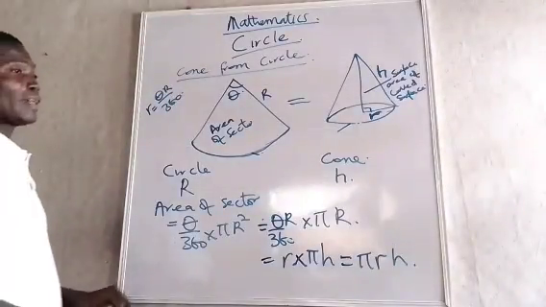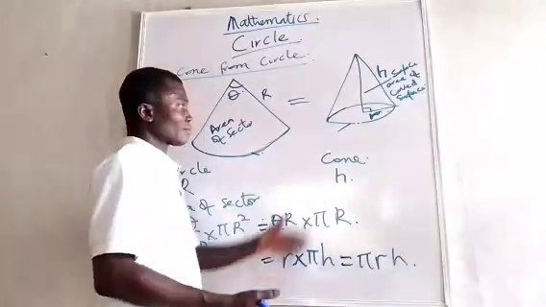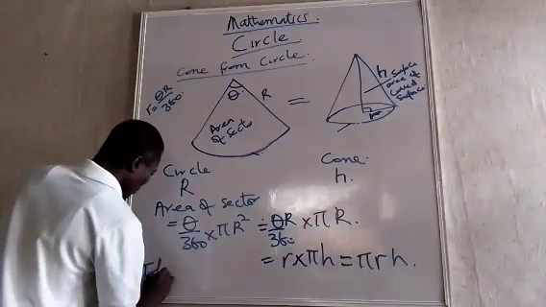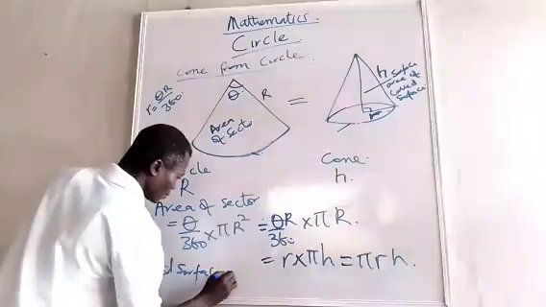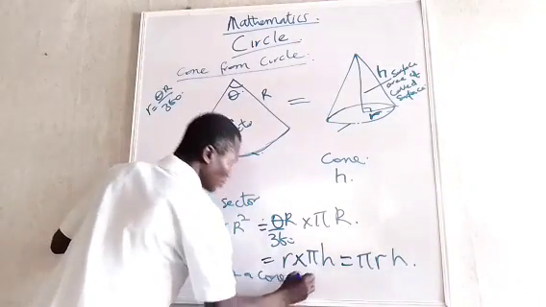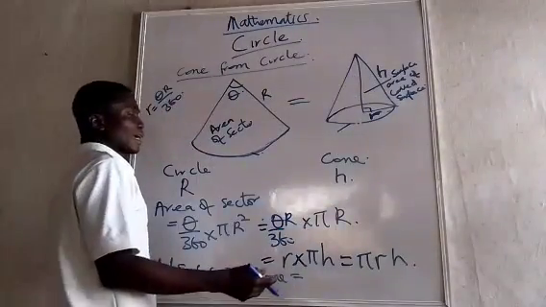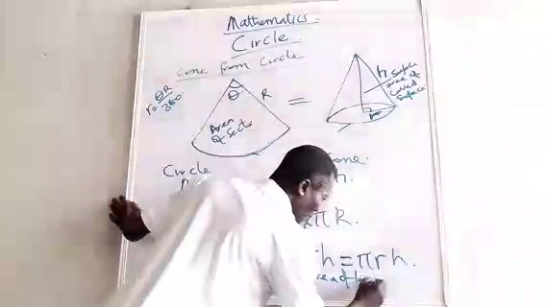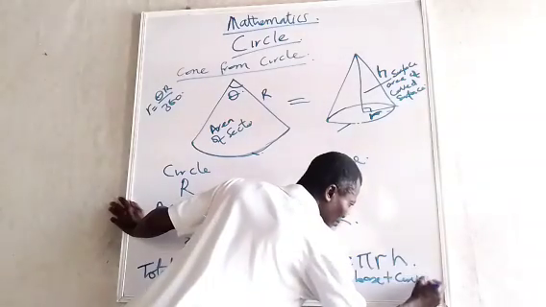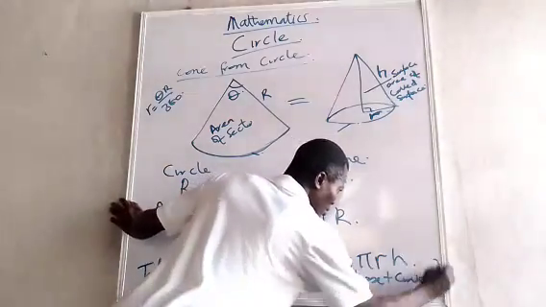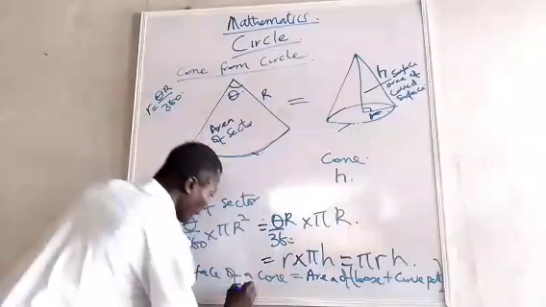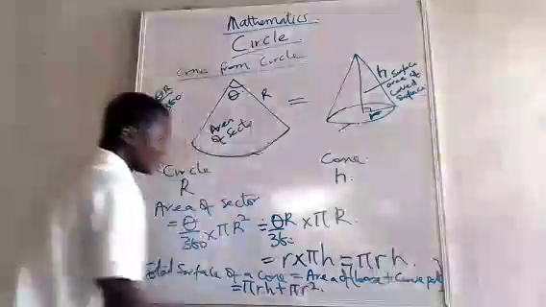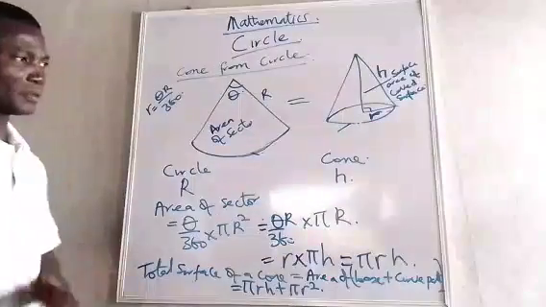And now, we want to find the total surface area of the cone. Total surface area of the cone will be equal to area of the slant side plus area of the base. Area of base plus curved parts. So that will be equal to pi r h plus pi r squared. So you can see, very simple, very easy, very straightforward.